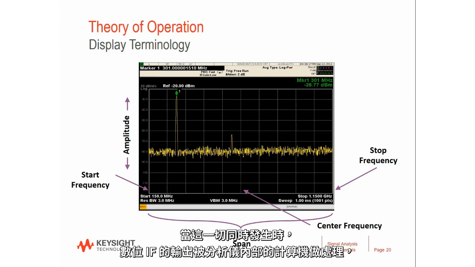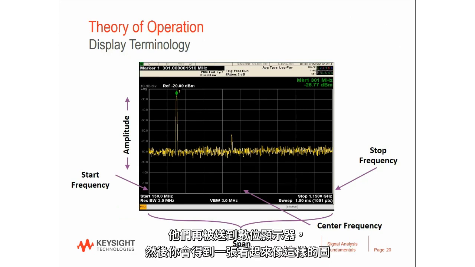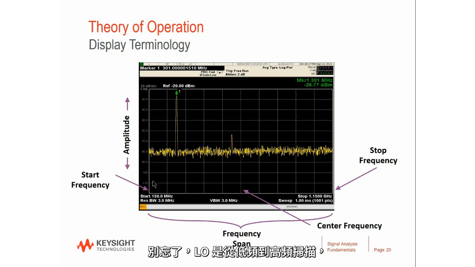So when it all comes together, the outputs of the digital IF are processed by a computer inside of the signal analyzer. They're sent to a digital display, and you'll get a picture that looks kind of like this. Remember, the LO is sweeping from low frequencies to high frequencies, and when the sum or difference frequency from the mixer passes through the IF frequency, then we get a response that causes a deflection vertically, and we can tell that there's a signal there.